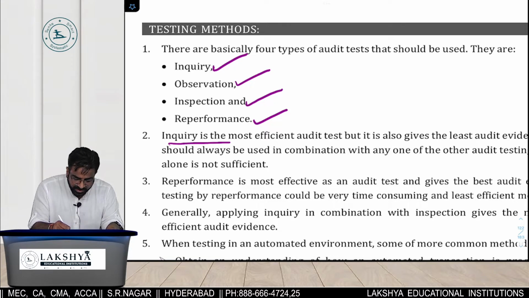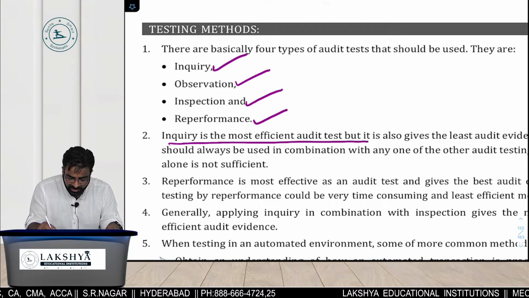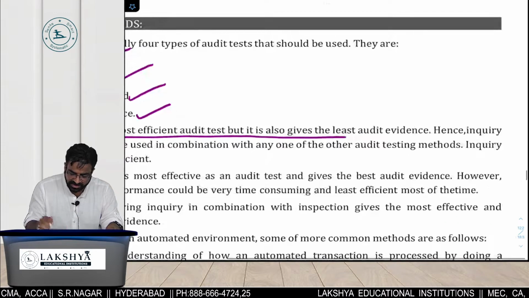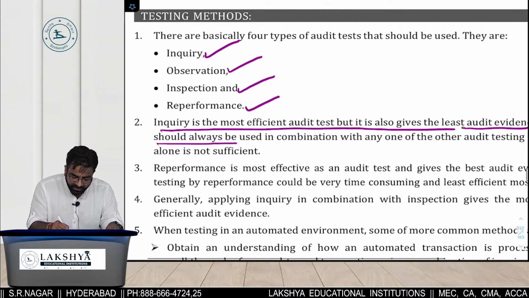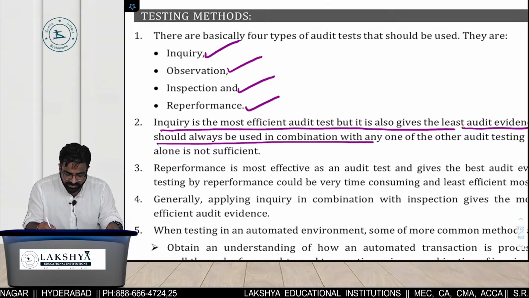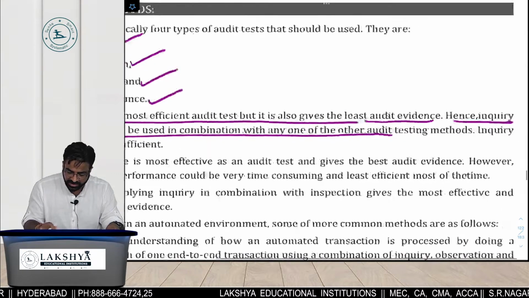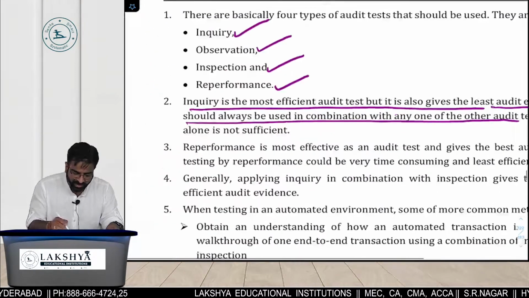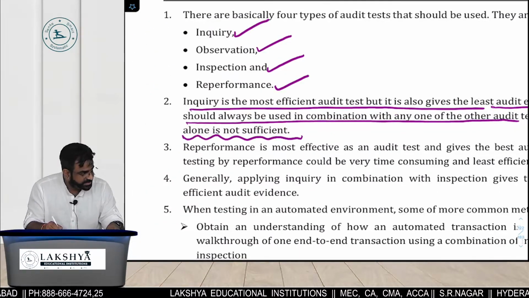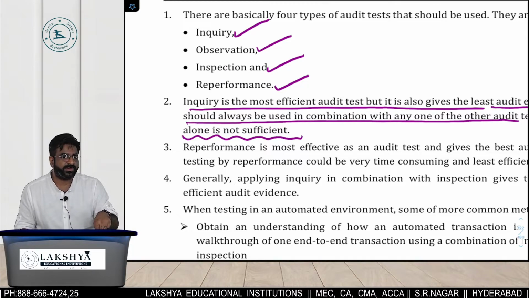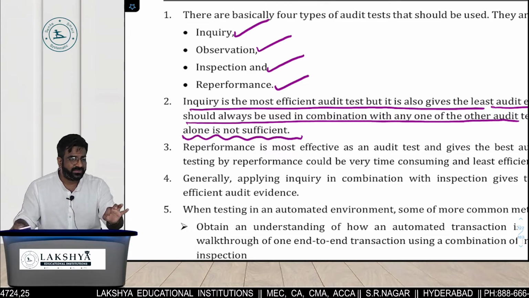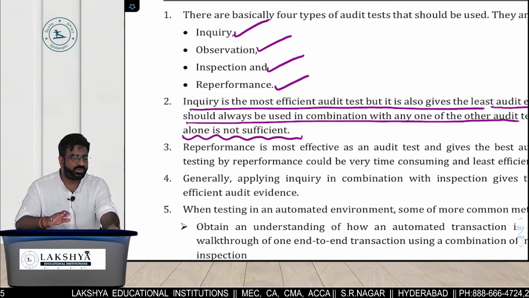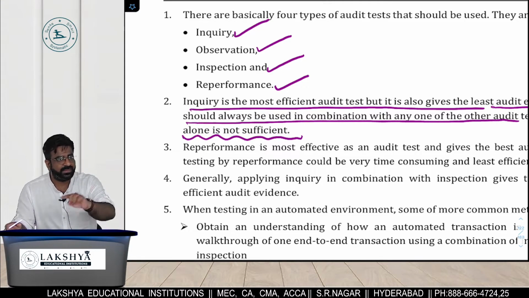Inquiry is the most efficient audit test because it also gives the least audit evidence. Hence, inquiry should always be used in combination with any of the other audit testing methods. Inquiry alone is not sufficient. That is why I told you just now: inquiry with what is the best combo? Inquiry with inspection is the best combo as compared to inquiry with observation.